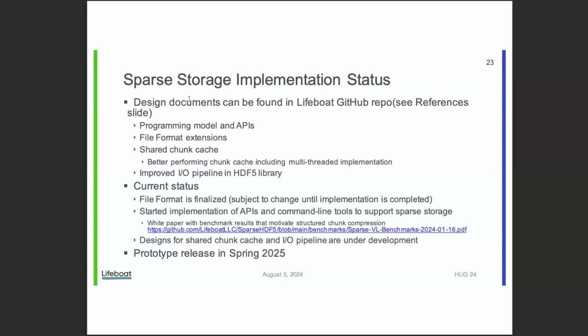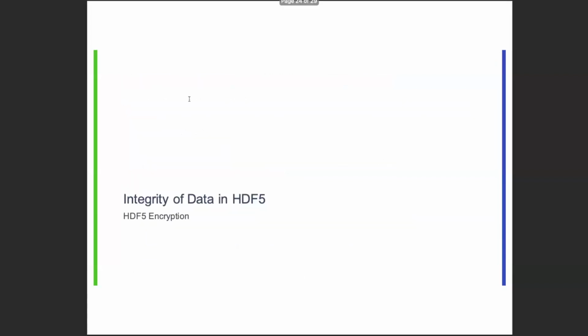I have an initial sketch design for the shared chunk cache. The big issue has been how do we fit this into the HDF5 library, allowing us to support the structured chunk without interfering with the existing dataset code. So design work on that is well underway. And it seems we will be having a prototype in spring of 25. Moving on. Actually making good time.